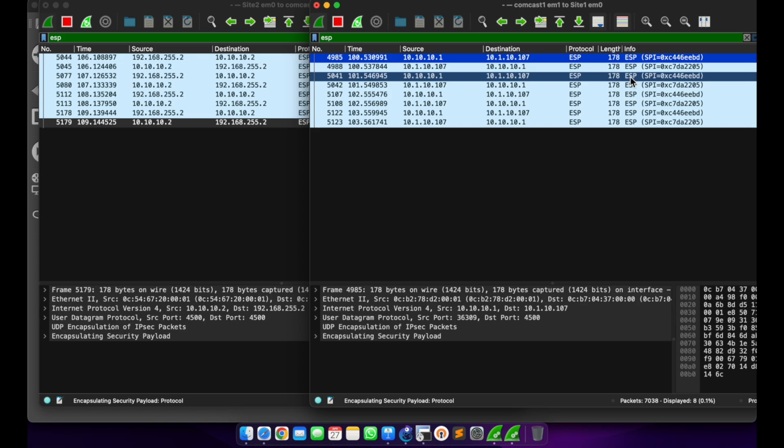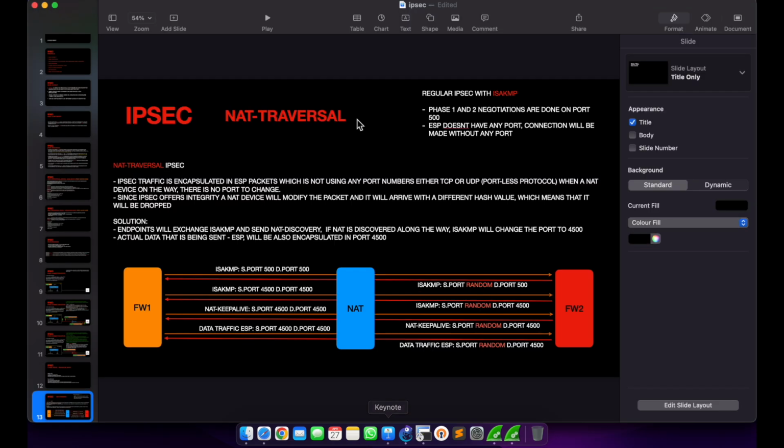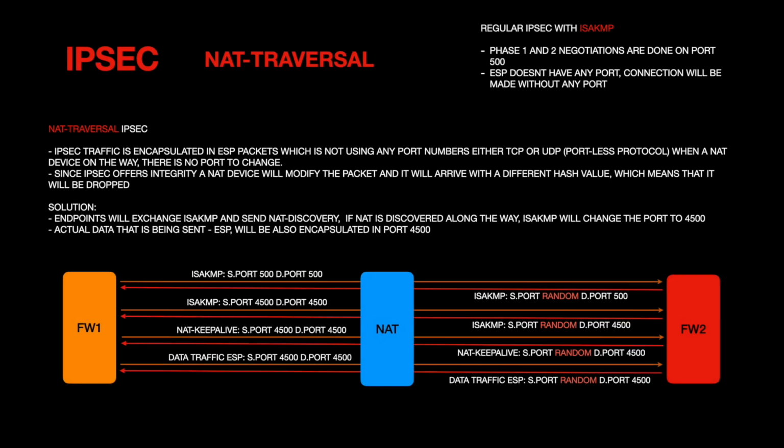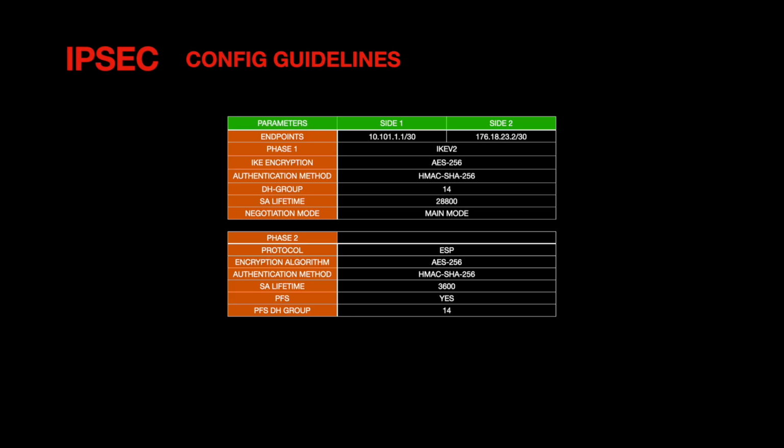And basically this is how NAT traversal works. It's a clever trick. And last but not least, if you are a network engineer and you have to configure an IPsec tunnel, basically you will get this table here. This table describes all the parameters that should be configured.